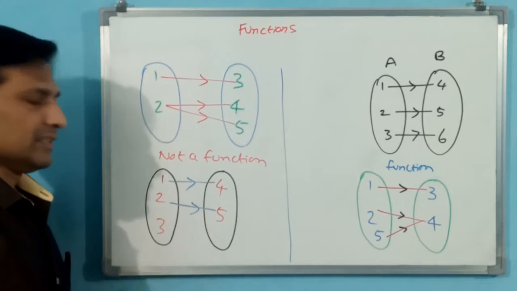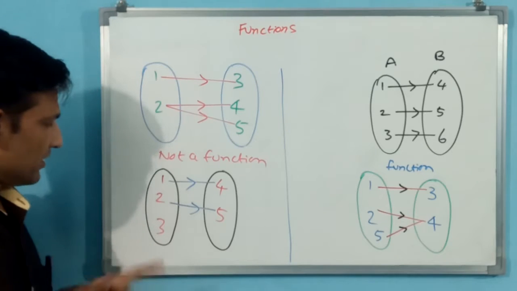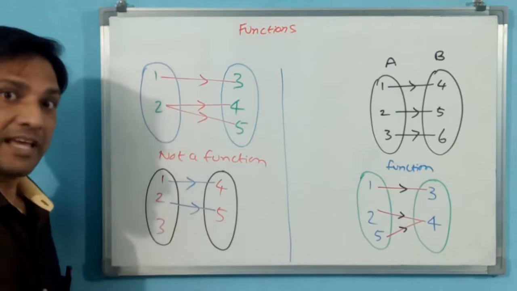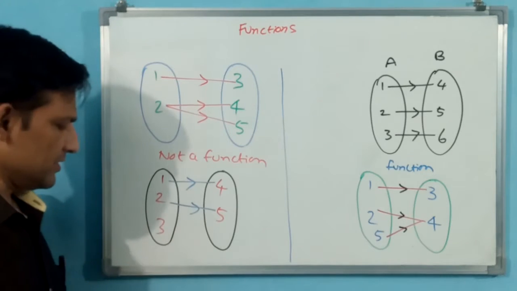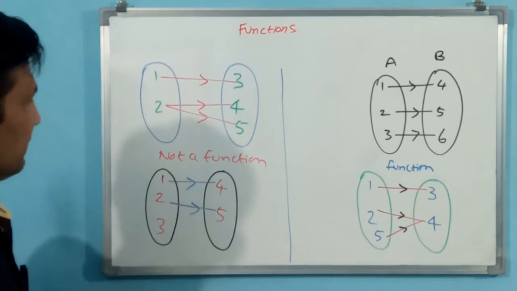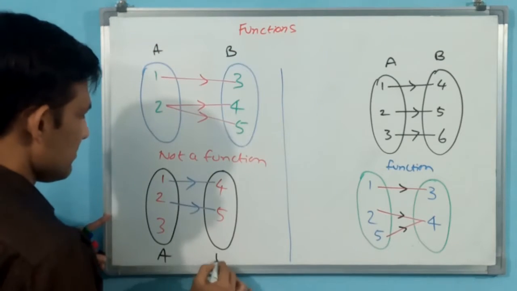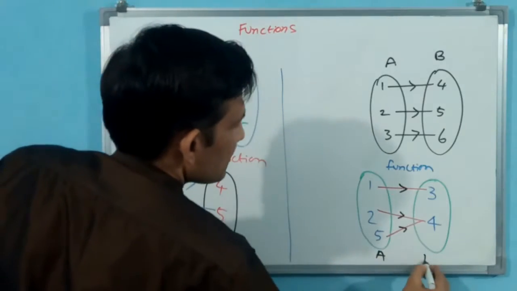This is not a function. Why? Because here element 3 doesn't have any image. But our definition says every element from set A should have one. See, these are all set A's and set B's. Even if I don't write it, this is set A, set B.